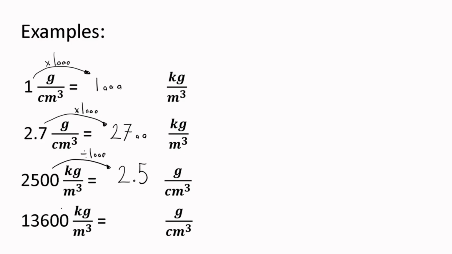And look at the last example. Here I have kilogram per cubic meter and I want to convert it to gram per cubic centimeter. The only thing that I need to do is dividing by 1000, and the answer is gonna be 13.6, which is the density of mercury.